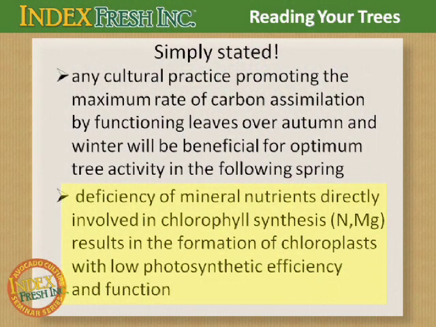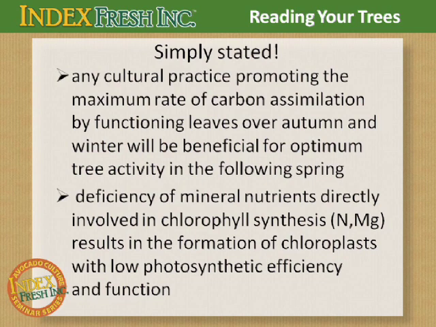And finally, we say to you that a deficiency of mineral nutrients directly involved in chlorophyll synthesis, that's the synthesis to create the starch through photosynthesis, matters. The two elements that are important are nitrogen and magnesium. And if you look at the chlorophyll atom, you'll see that it results in the formation of chloroplasts. What are chloroplasts? Chloroplasts are in the leaves, and they accept the sun's radiation and convert that into energy and later into carbohydrate. And that carbohydrate is then stored in the form of starch.